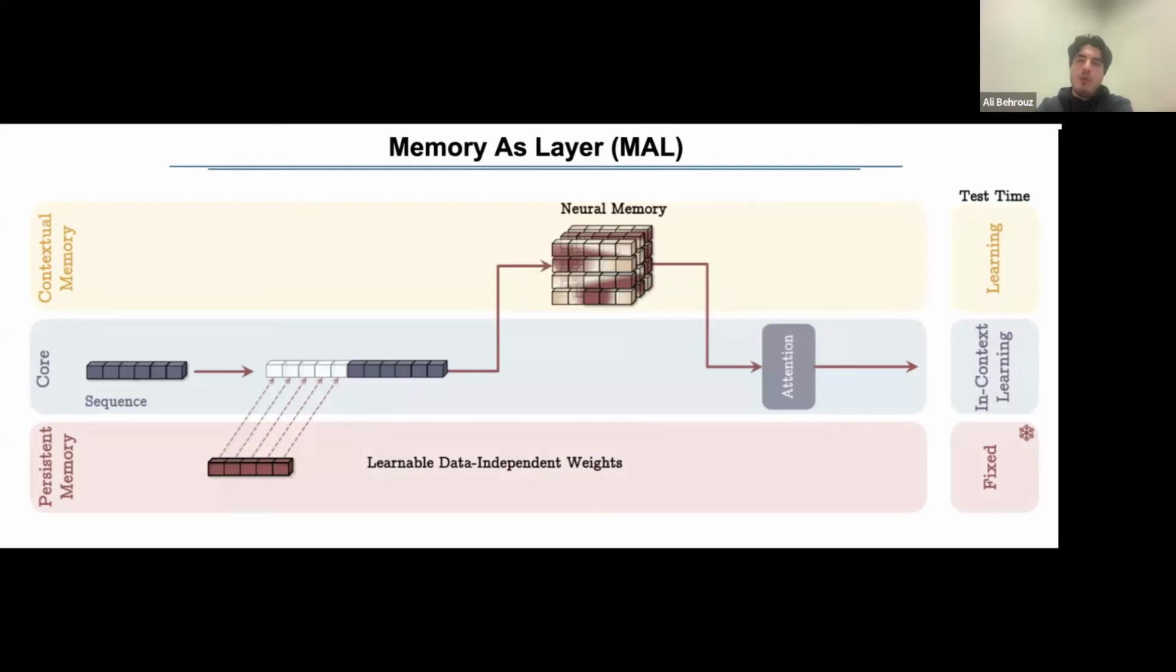And finally, we have memory as a layer, which is a very common architecture in the literature. Usually when we have an RNN and want to design a hybrid approach, we just put RNNs and attention in a sequential manner. So that's a very common approach. Basically, the data goes to the long-term memory, then the output of the long-term memory goes to the attention, and we repeat this process across the depth of the architecture. The final output is the output of the entire architecture.